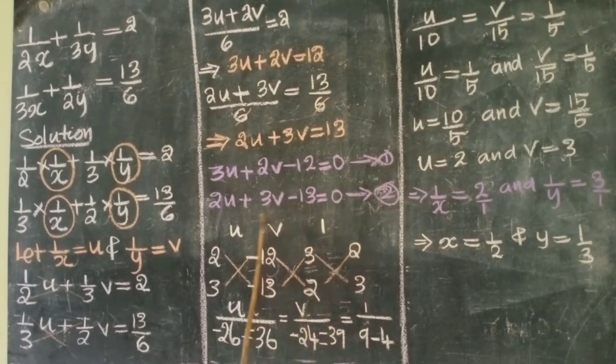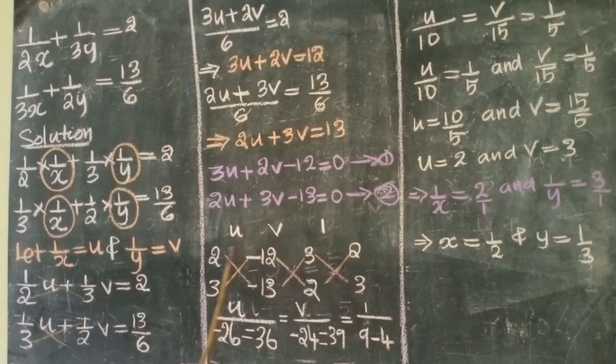Equation number 2. For applying cross multiplication, you write the variable u, variable v and then 1. Then you have to write b1 and b2 first, 2 and 3. Next c1 and c2, minus 12 and minus 13. Then a1 and a2, 3 and 2. Again b1 and b2, 2 and 3. So b1, b2, c1, c2, a1, a2, b1, b2. Now we are going to cross multiply like this. I have drawn it here, you can see.